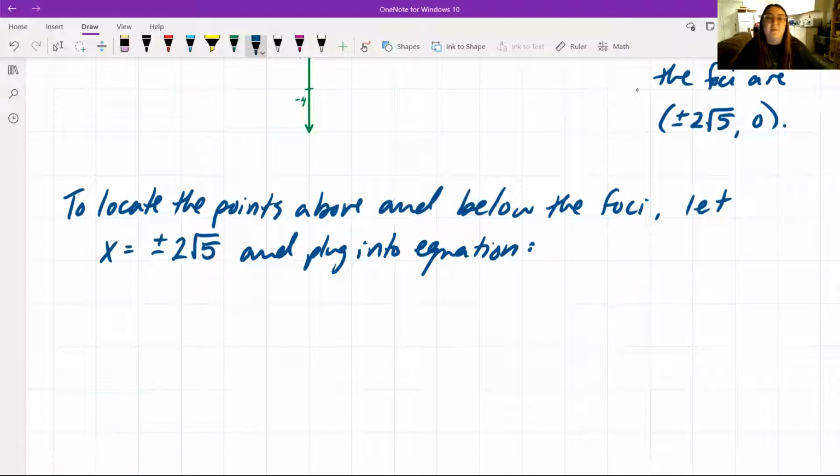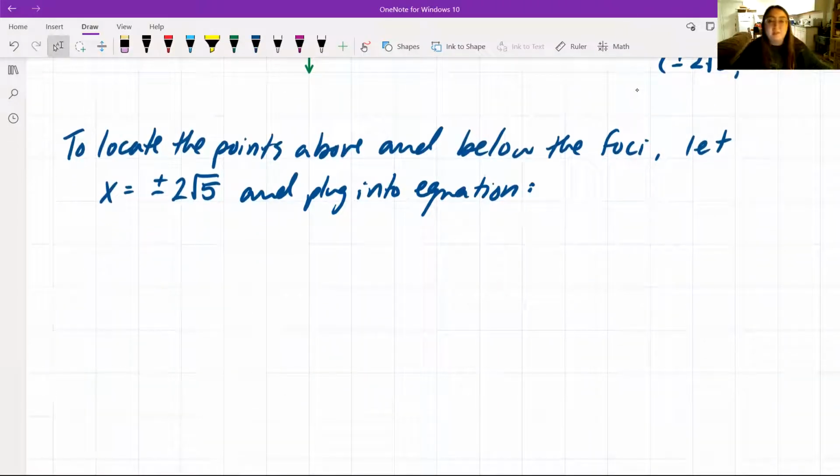We're doing this because we want points in order to guide our graph. So we have to draw out these separate curves, we have to draw these branches, but when we draw these branches, we kind of need a guide. We need to know where to go. And so these points that we're about to find are going to tell us where to go. So we're plugging this into our equation.